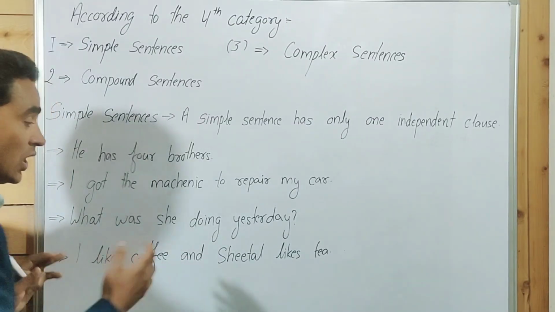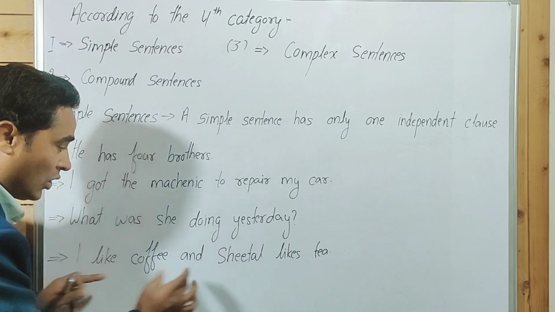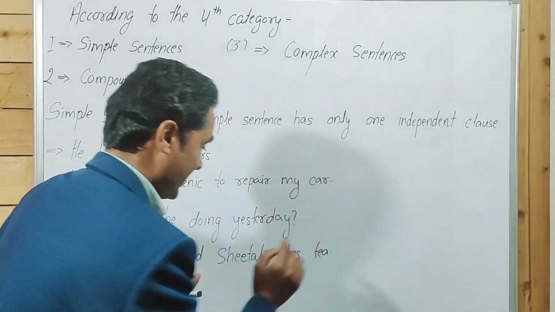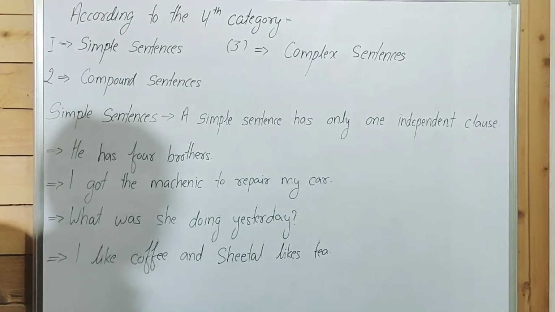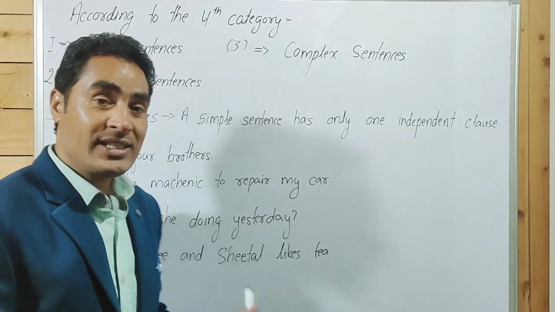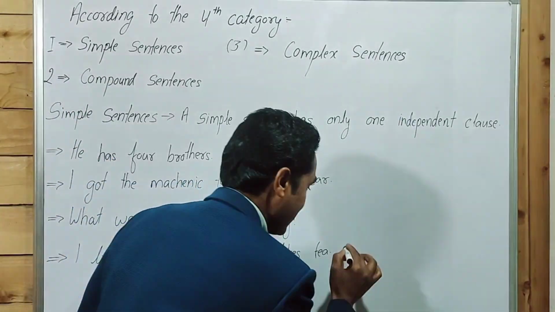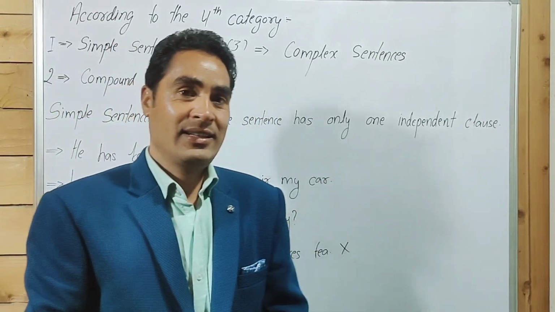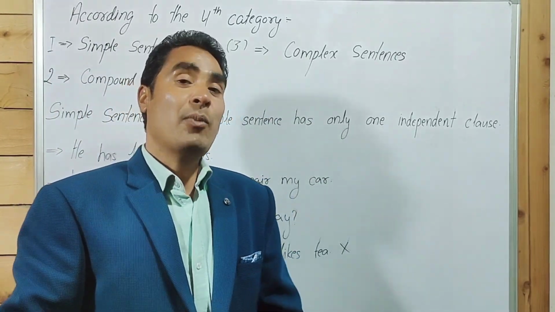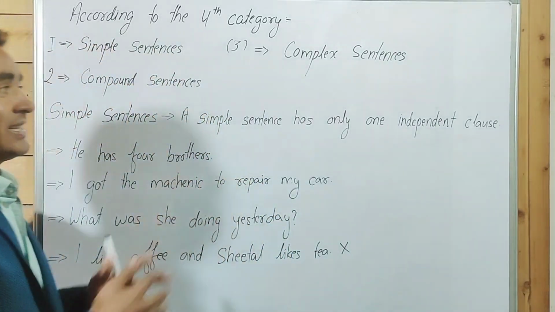I like coffee and Sheetal likes tea. This sentence has two clauses. I like coffee, an independent clause, and is a coordinate conjunction. Sheetal likes tea. It's also an independent clause. So is it a simple sentence or not? No, it's not a simple sentence. So which type of sentence is it? It's a compound sentence. We will learn about compound sentences in the next slide.